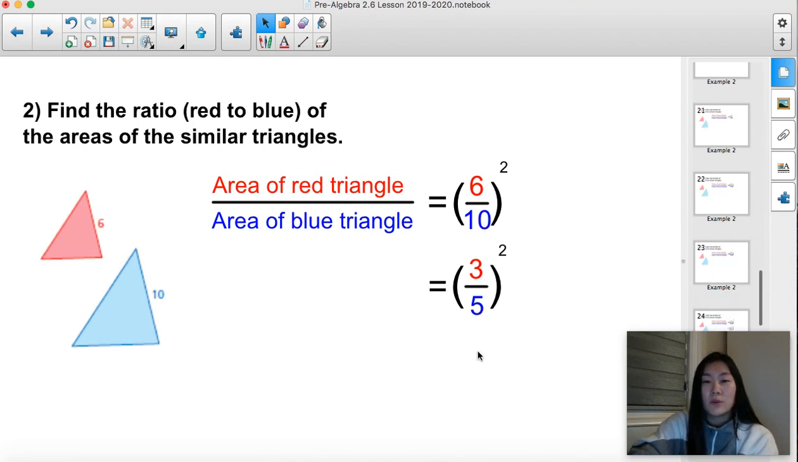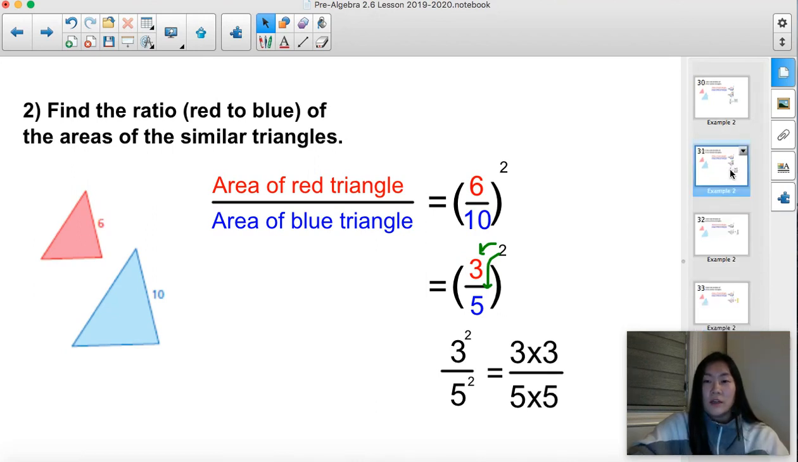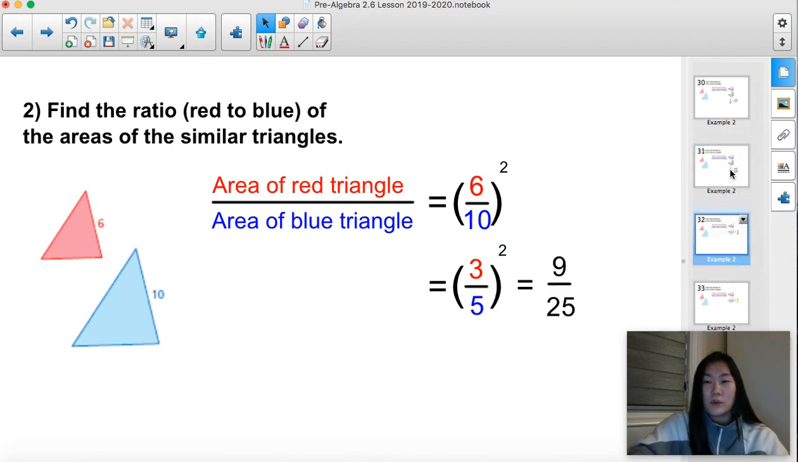Then I'm going to square this fraction. But remember back in chapter 10, when we put an exponent outside the parentheses and over a fraction, it really means we're going to distribute the 2 or the square to both the numerator and the denominator. So that really means 3 squared over 5 squared, which means 3 times 3 on top and 5 times 5, which is 9 over 25. And that's your final answer.